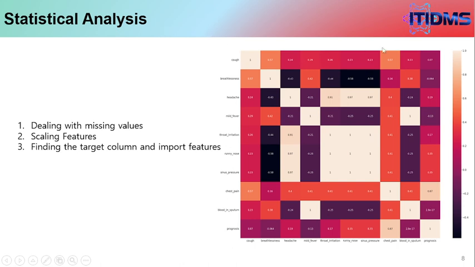The correlation matrix of our paper has been given, where we can see the importance and the relation dependence of my symptoms such as cough, breathlessness, headache, mild fever, throat irritation, runny nose, etc. with my target column, which was prognosis.